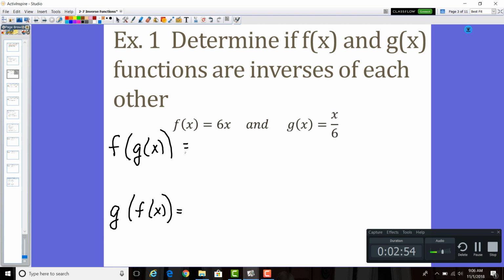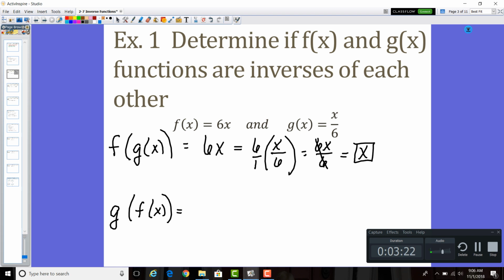Okay. So this one says we start with our f function. And in our f function, wherever there's an x, we're going to plug in our g of x function. And we're going to work out this problem. This is a multiplication problem of fractions. Remember, 6 is the same thing as 6 over 1. If we multiply fractions, we can multiply the top, we get 6x, multiply the bottom, and we get 6. 6x over 6, those 6's cancel out, and it leaves us with x, which is what we want. So then we check the next one.